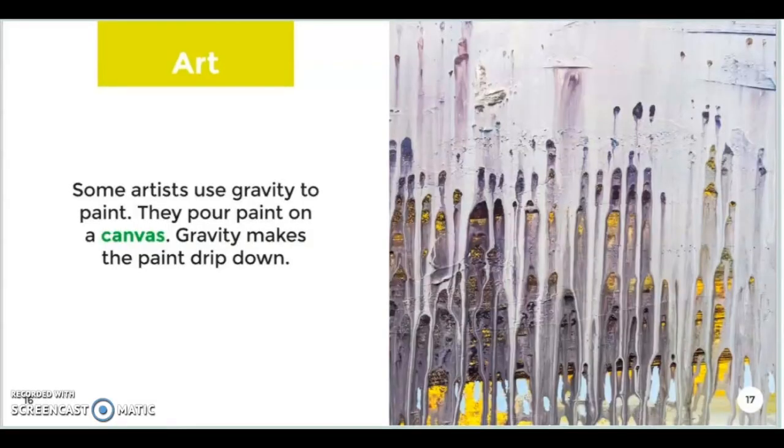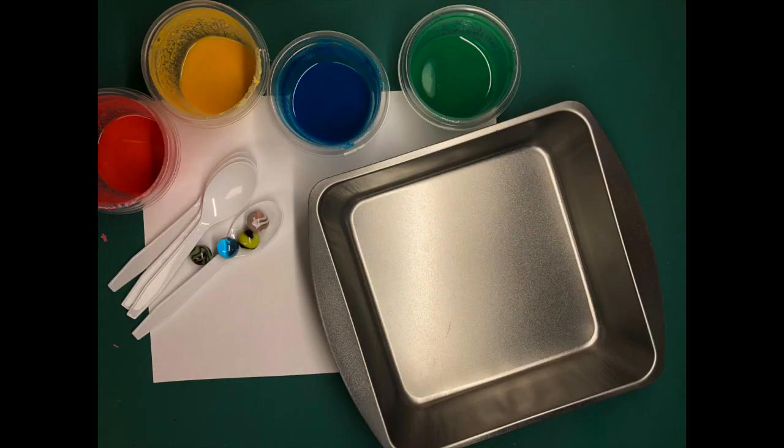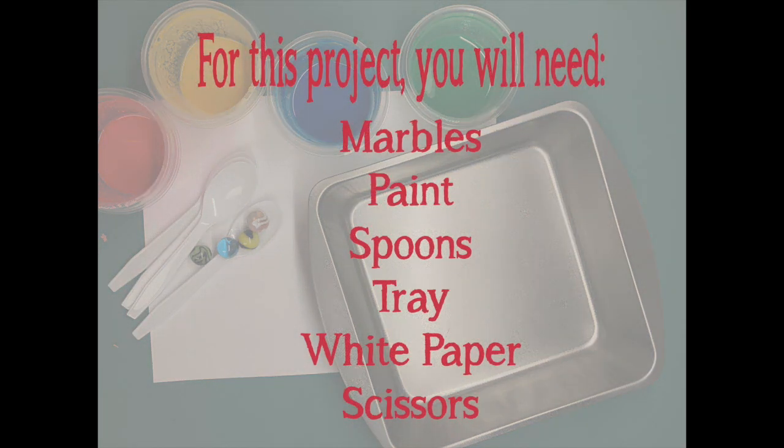Some artists use gravity to paint. They pour paint on a canvas. Gravity makes the paint drip down. Today we're going to use gravity for marble painting. For this project, you will need marbles, paint, spoons, a tray, white paper, and scissors.